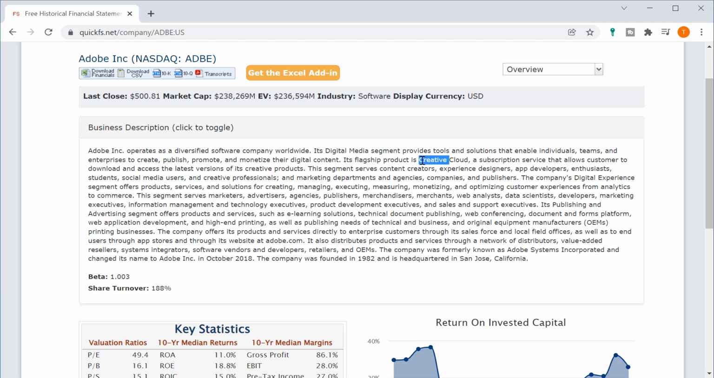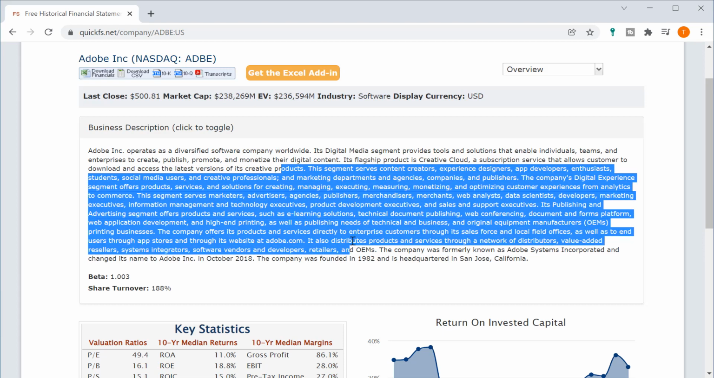Its flagship product is Creative Cloud. You have subscription services, so this is a software as a service company. Again, very popular types of companies at these times. This is actually a really big company. It's $238 billion, so extremely large. Generally at this size, you'd think growth would be relatively small. We'll see how that plays out.